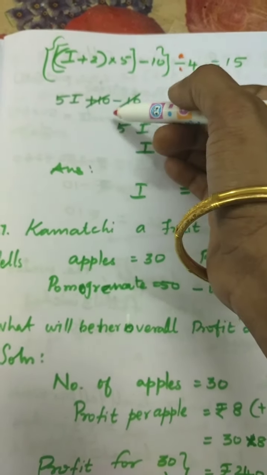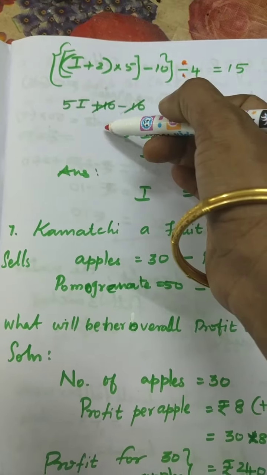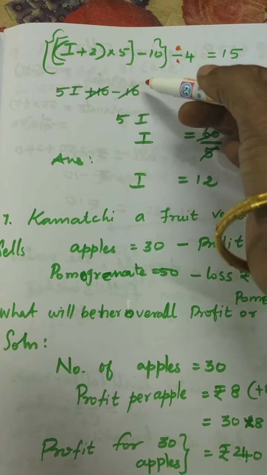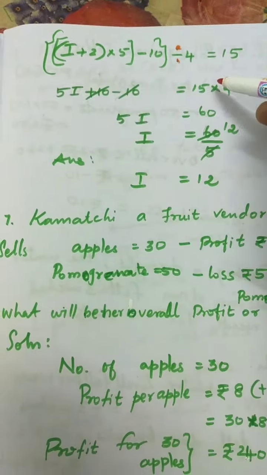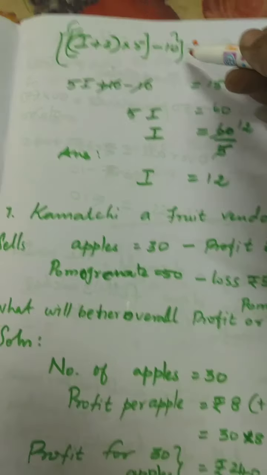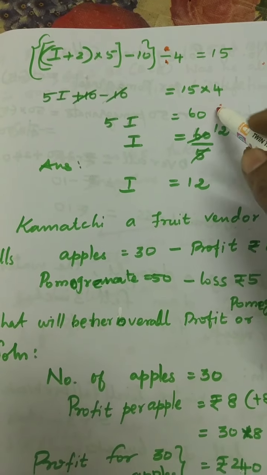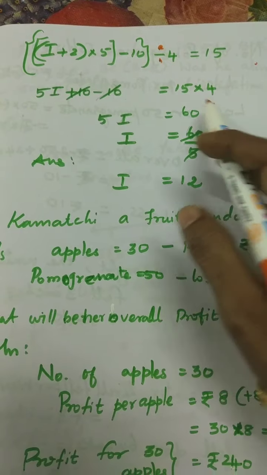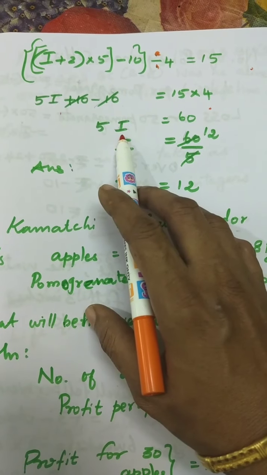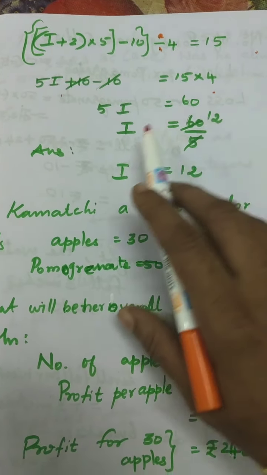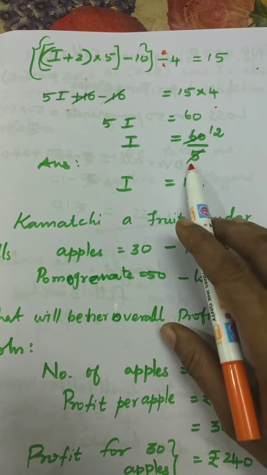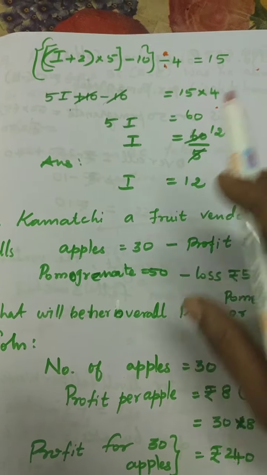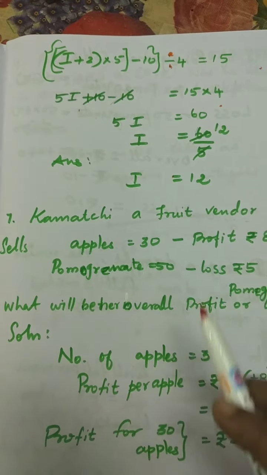We cannot add these two because these two are unlike terms. So we are removing the bracket. After that, minus 10. The minus 10 and plus 10 get cancelled. Then this division symbol goes to that side, meaning it will be multiplication. So 15 into 4, that is 60. So now remaining 5i is equal to 60. Then i is equal to 60 divided by 5. Now cancel, and 12 is the answer. i is equal to 12.